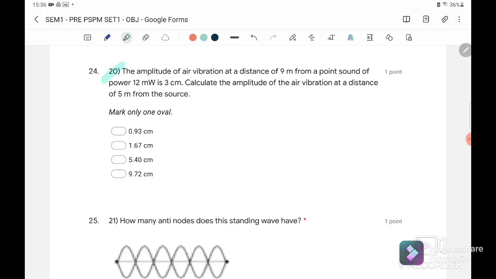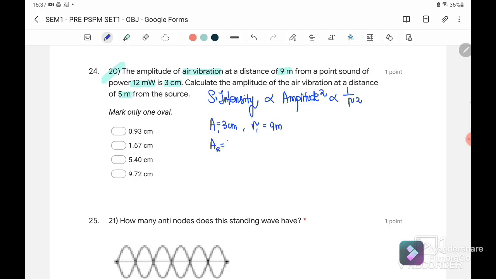Next question, number 20. The amplitude of the air vibration at a distance of 9 meters from the point sound source of power 12 milliwatt is equal to 3 cm. Calculate the amplitude of the air vibration at a distance of 5 meters. We know that the sound intensity is directly proportional to the amplitude squared and inversely proportional to the distance squared. So when the amplitude is 3 cm, the distance is 9 meters. What is the amplitude if the distance is equal to 5 meters?